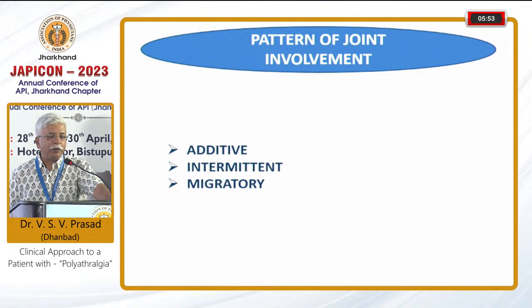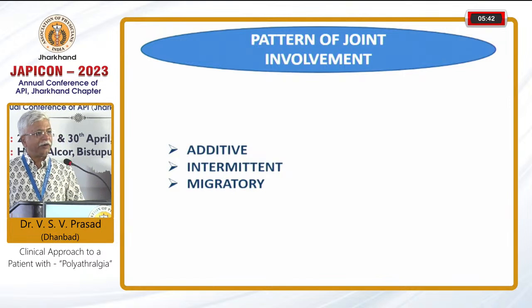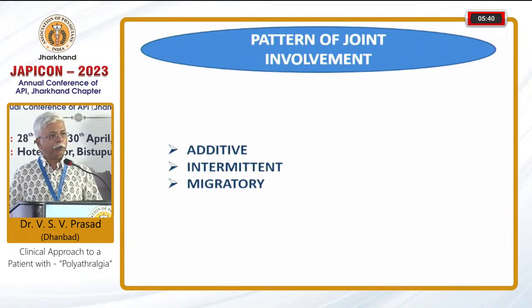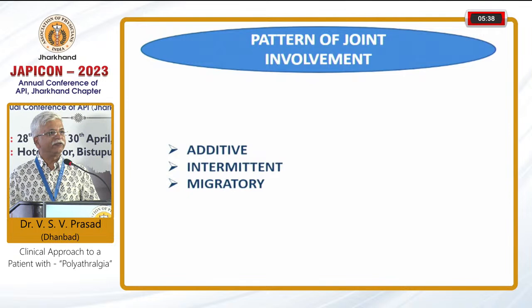The joint involvement could be additive, that means a set of joints are involved, and then there could be further sets of joints that could get affected. As we see many times in rheumatoid arthritis, the patient is initially coming with a unilateral polyarthritis, maybe in the upper limb. Then after some time, you follow up and see that the patient has bilateral polyarthritis, maybe both upper and lower limb together.